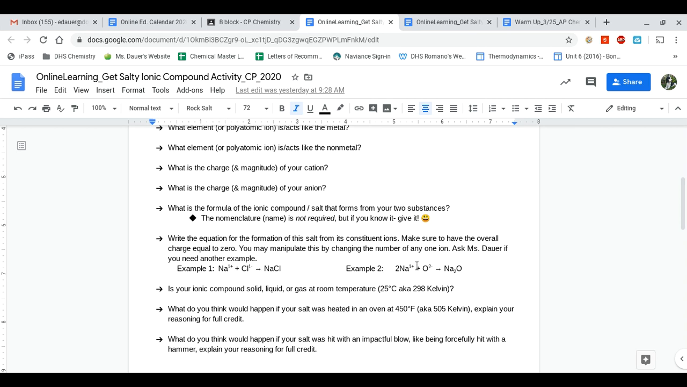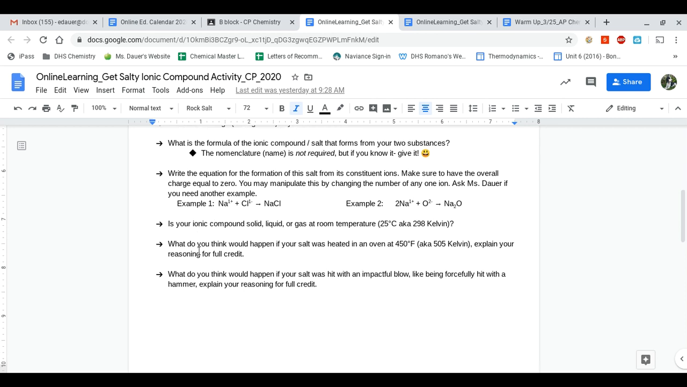In example 2, you'll see this 2 in front of sodium. Over in example 1, they were all kind of invisible ones in front of them. So we have 2 sodiums because the charge of oxygen is 2-, so we need to balance that out. Because sodium is only +1, and we need a +2 to balance out the -2 for this second example to make our neutral ionic compound, that's why we're using 2 atoms of sodium. Okay.